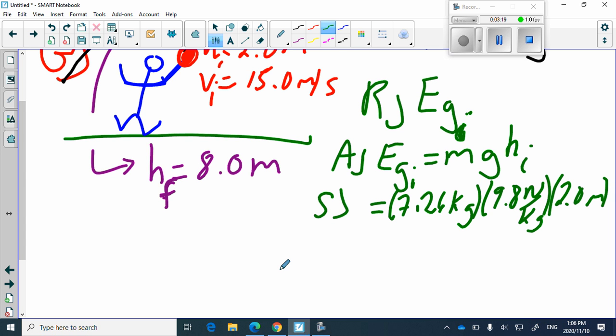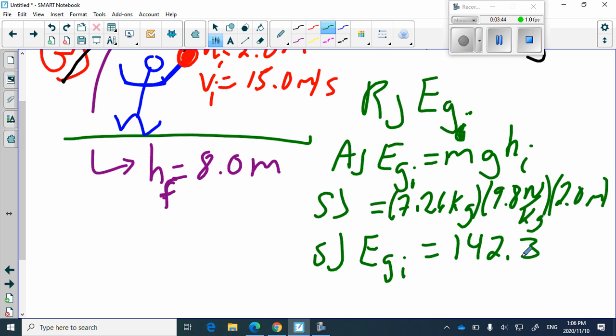So I get my handy dandy fancy dancy calculator out, and I type in 7.26 for the mass times 9.8 for the magnitude of the gravitational field strength times 2 for the height, and I get 142.3. The gravitational potential energy initial is 142.3 joules. Is that okay? Okay, so now we're moving on to B. Is this correct? Okay, B.